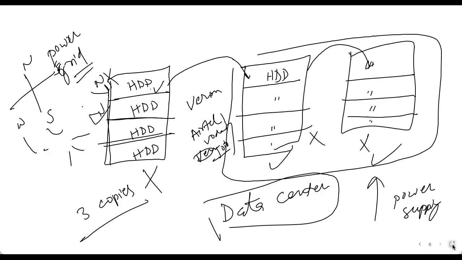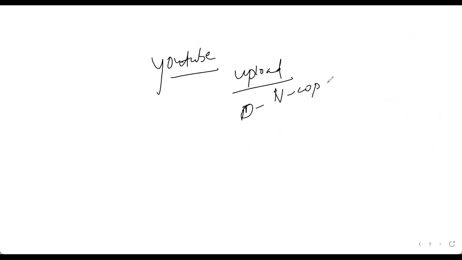Let me tell you one more thing about Google itself. YouTube. I'll answer your question in a bit. How does YouTube work? We are going briefly into how the upload works. When you upload a video to YouTube, it makes multiple copies. It makes n number of copies of your video, like 3, 4, 5.